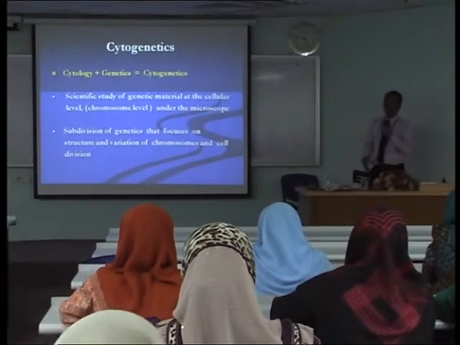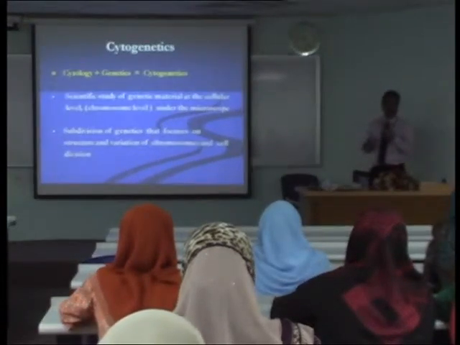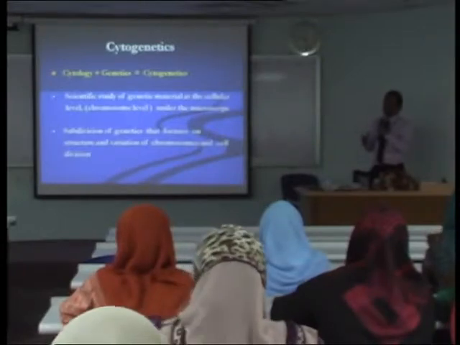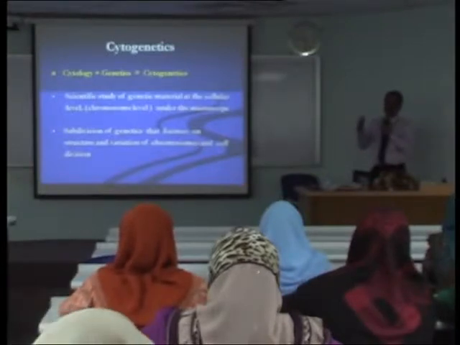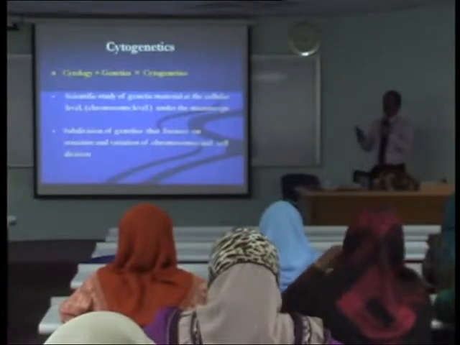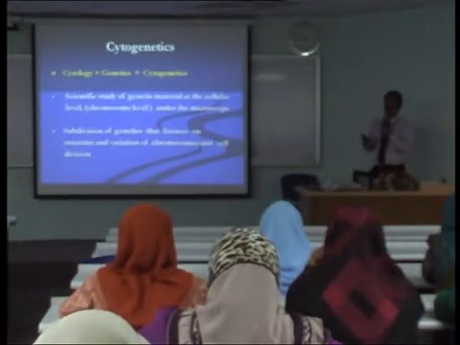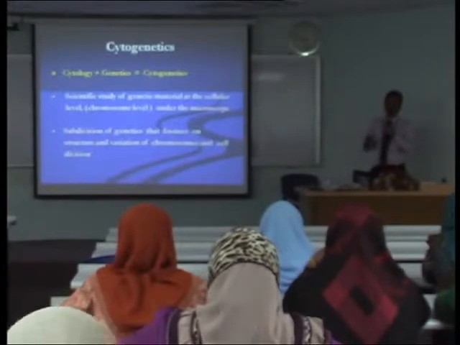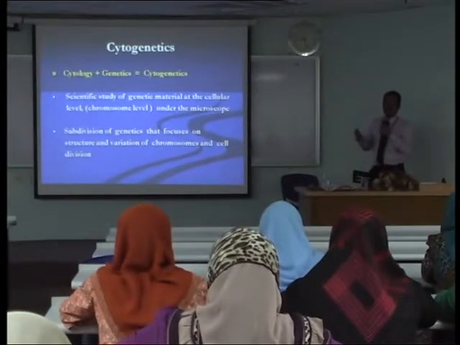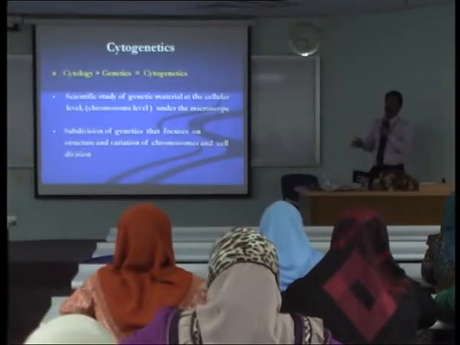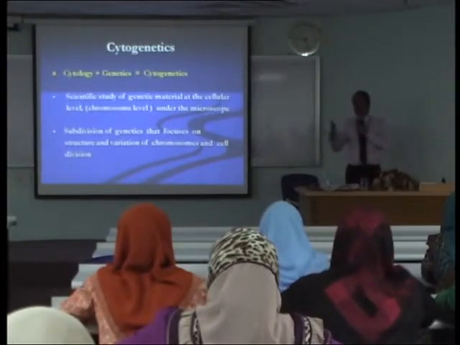That means we have to study the genetic material at the cellular level. If it is at the cellular level, that means we have to study under the microscope. But we are not able to study DNA under the microscope. But we can study the genetic material when they become organized into structures known as chromosomes. Chromosomes we can study under the microscope. So that is the meaning of cytogenetic analysis. Cytogenetic analysis means study of the chromosomes. That means we study the genetic material under the microscope.